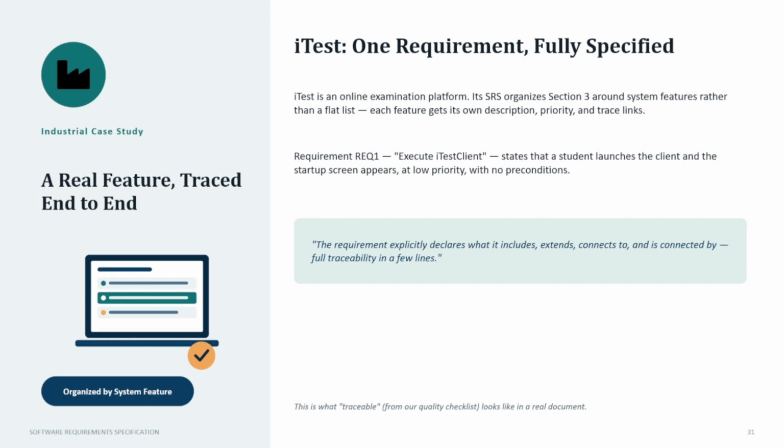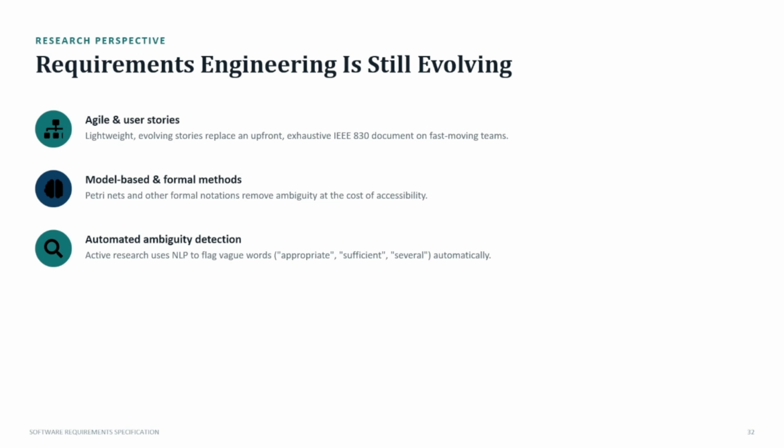So the requirement to execute the iTest client is that the student launches the client and the startup screen appears, at low priority with no precondition. The requirement explicitly declares what it includes, extends, connects to, and is connected by, flow traceability in a few lines. Okay. Then requirement engineering is still evolving.